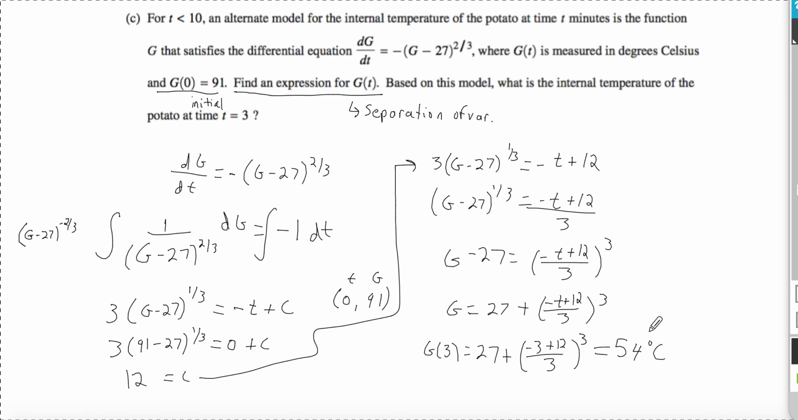And there we go. This is one of those more straightforward solving differential equations by separation of variables questions. Got to be on the lookout. It doesn't say find the solution. It says find an expression, but we're given a derivative and initial condition, so finding the original expression involves separation of variables.